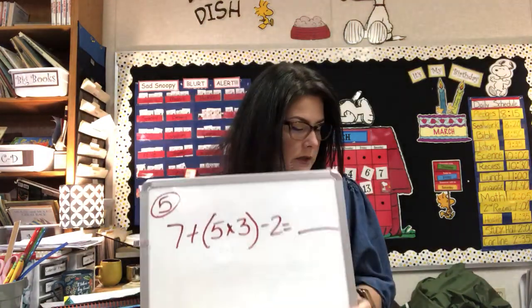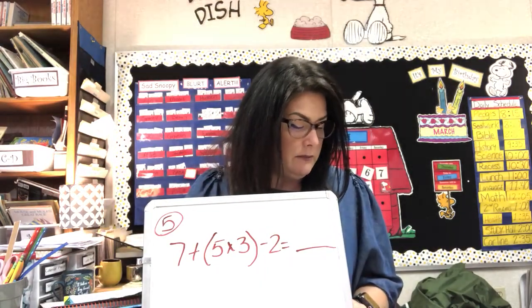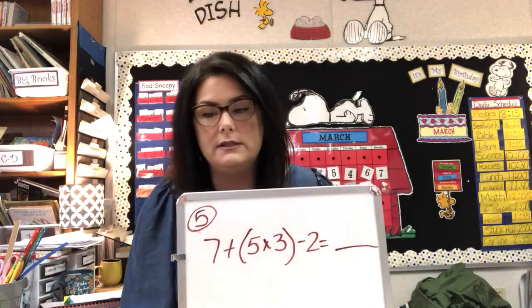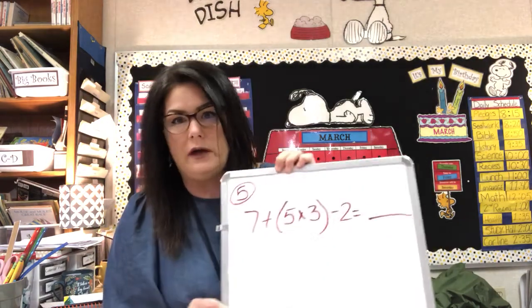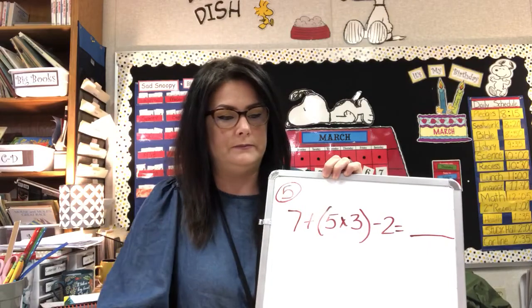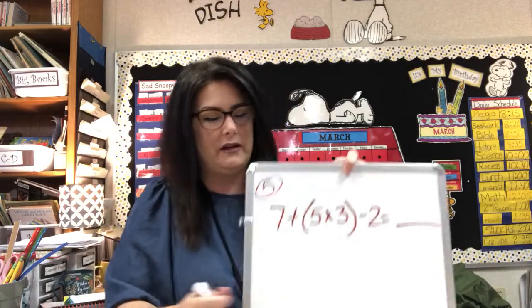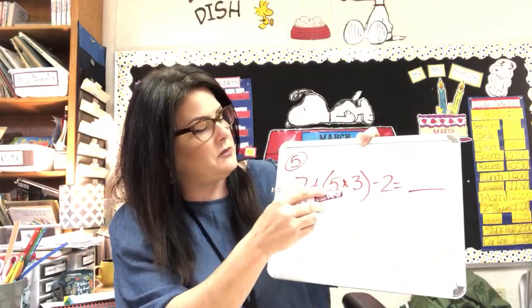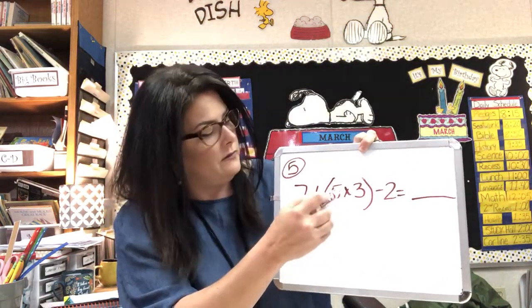It's about parentheses, and you can see on my board here, number 5 is 7 plus 5 times 3 in parentheses minus 2. So, I just wanted you to remember the big rule with parentheses is you always do what's in parentheses first, okay? So, if I've got this as my problem, and here my marker's being stubborn yet again. Okay, so we have 7 plus, and then we have 5 times 3 minus 2. What are we going to do first here? What's in parentheses? 5 times 3.